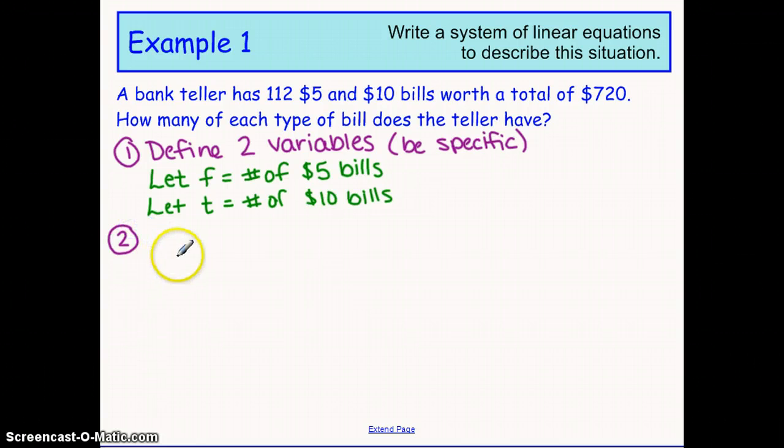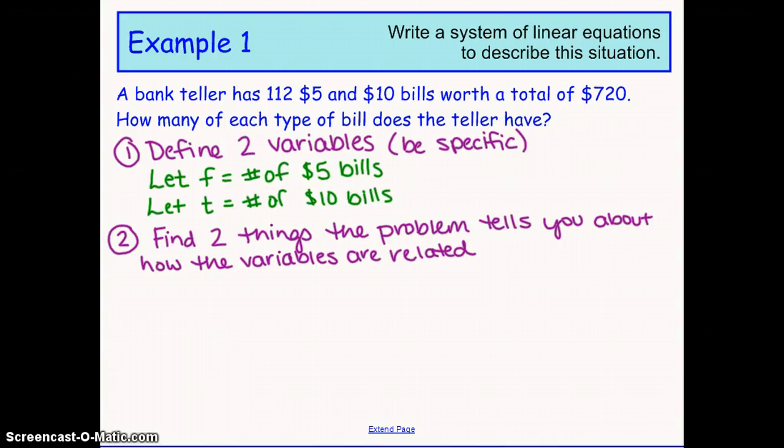And your problem is always going to tell you two ways that the variables are related to each other. So let's see what information the problem has for us. Two things that the problem tells us about how the variables are related. Well, first of all, the problem tells us that in total there are 112 bills. Because remember, our variables are the number of $5 bills and the number of $10 bills. So one thing this problem tells us is that the total number of bills, so that's the two of those together, is 112. So that's going to be really useful to us.